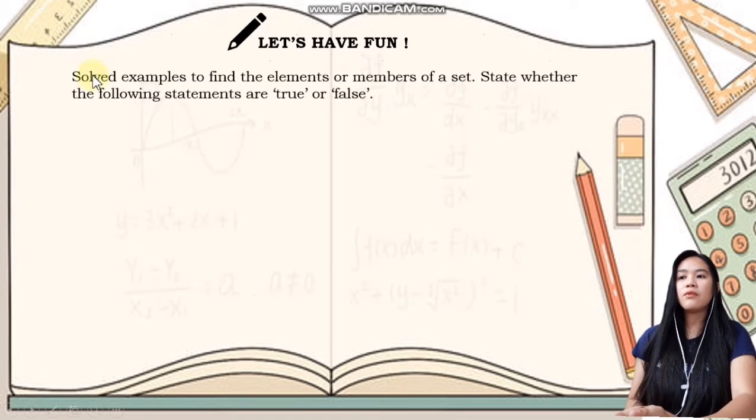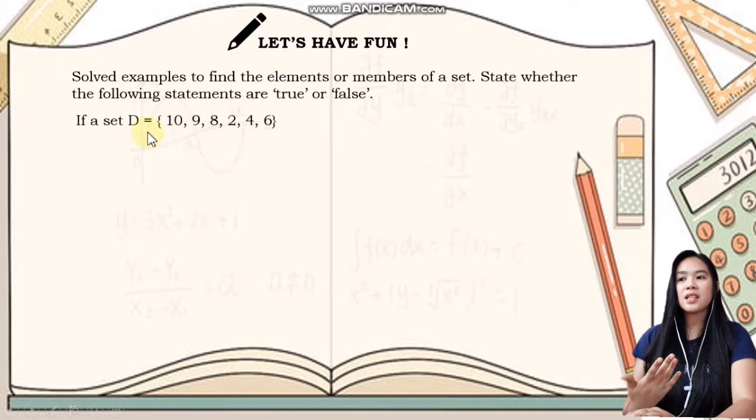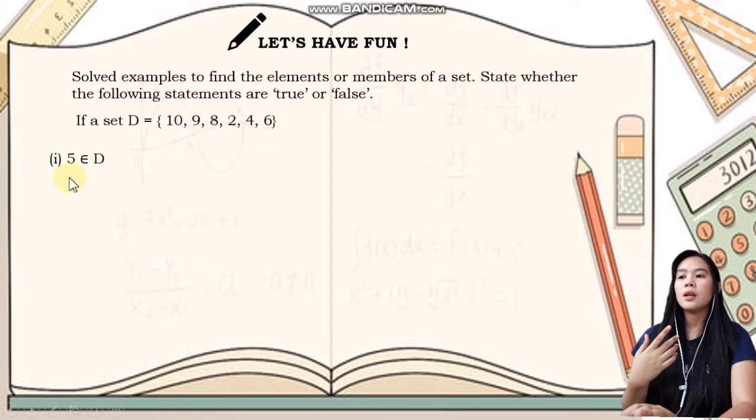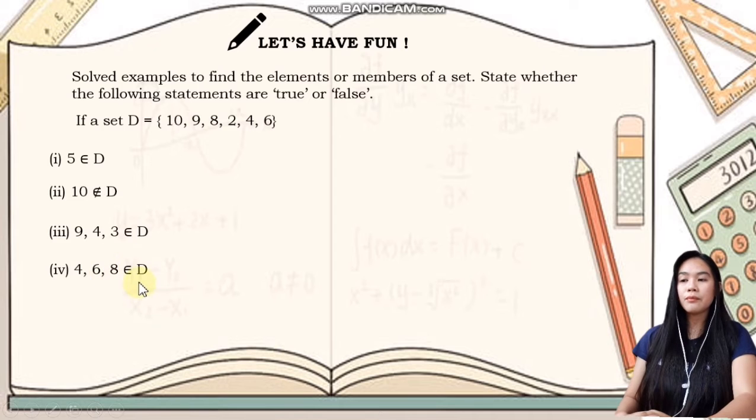So, solve examples to find the elements or members of a set. State whether the following statements are true or false. So, ito yung ating given. If a set D is equal to {10, 9, 8, 2, 4, 6}. Question 1. 5 is an element of D. Number 2. 10 is not an element of D. Number 3. {9, 4, 3} is an element of D. Number 4. {4, 6, 8} is an element of D. And number 5. 2 is not an element of set D.